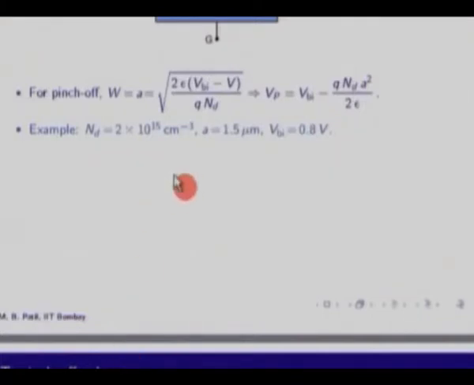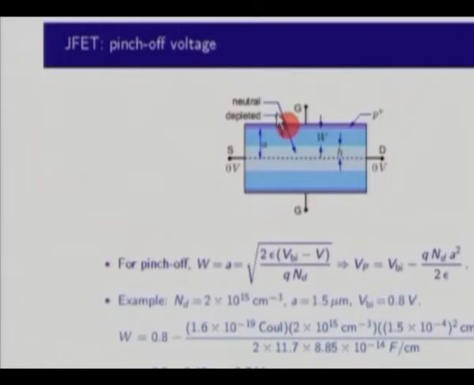and that's very important. So in this example, we compute the pinch off voltage for an Nd of 2 times 10 raised to 15 per centimeter cube, a, the half channel thickness, of 1.5 micron, and a given built-in voltage of 0.8 volts. All right. So let's go further.